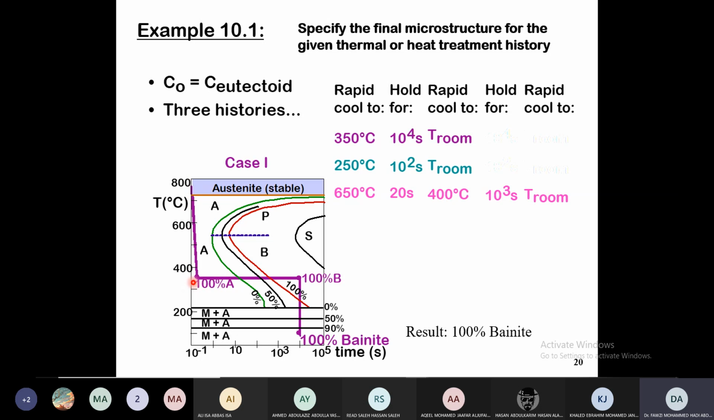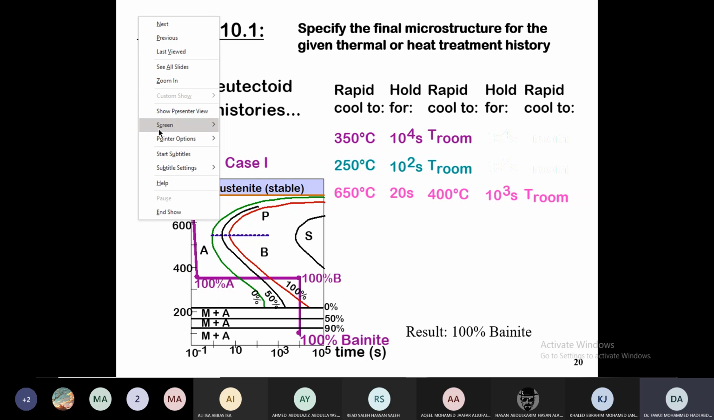When you quench to 350 degrees centigrade, you are falling again in the austenite zone. This is still austenite zone, but this is unstable austenite because we are below 727. The austenite is going to transform, and it is unstable here, but it takes some time for the transformation to happen. You have 100% stable austenite here. You quench to 350, you still have 100% austenite, but it is not stable at this temperature. So what is going to happen?